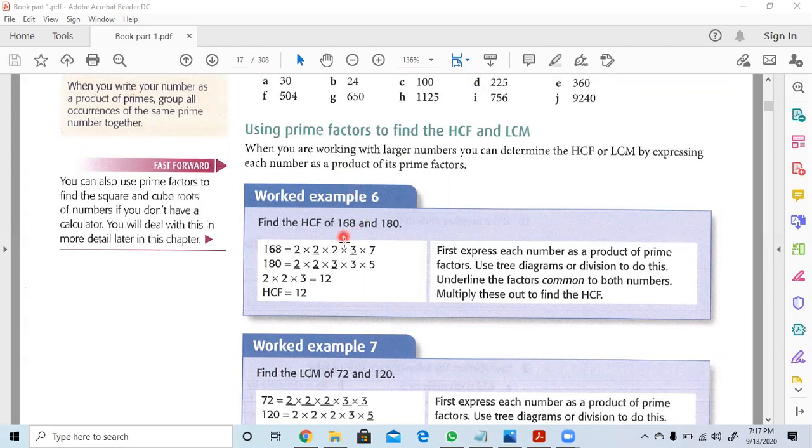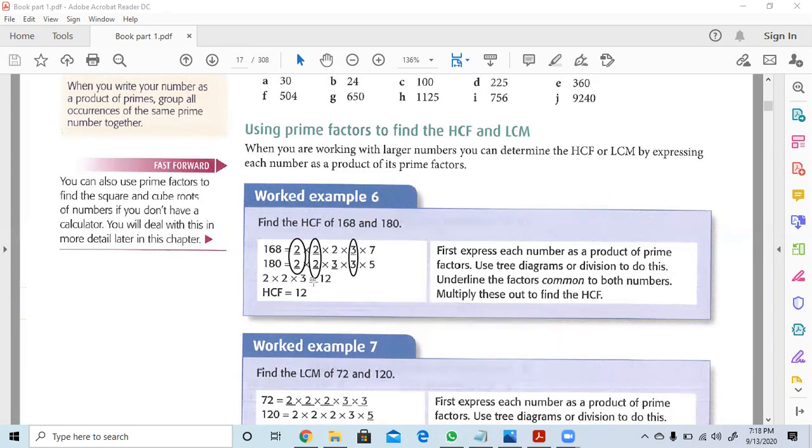Example number 6. He writes 168, and in the same way he solves all these parts, here and here. After that, for the HCF, he finds the numbers that are common. Here this one is common, then the second one is common, then 3 is common. Only one 3 is common, so I draw one 3. The other 2 and 3 are not common, and 7 and 5 are not common. So only these numbers you write here, but write them one time. These 2 are common, so write 2 here. These 2 are common, write 2 here, and this 3 is common, so write 3 here.